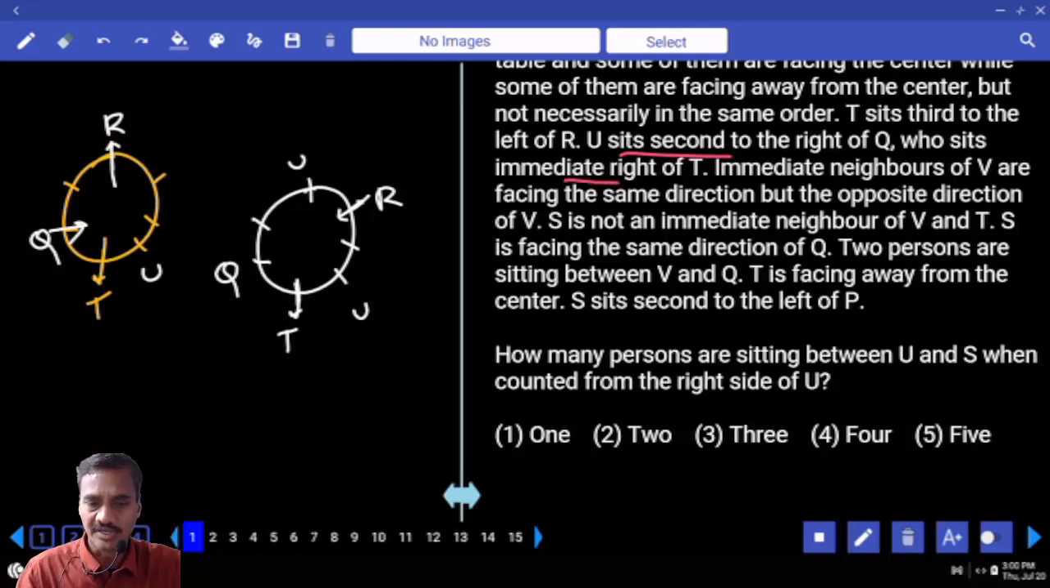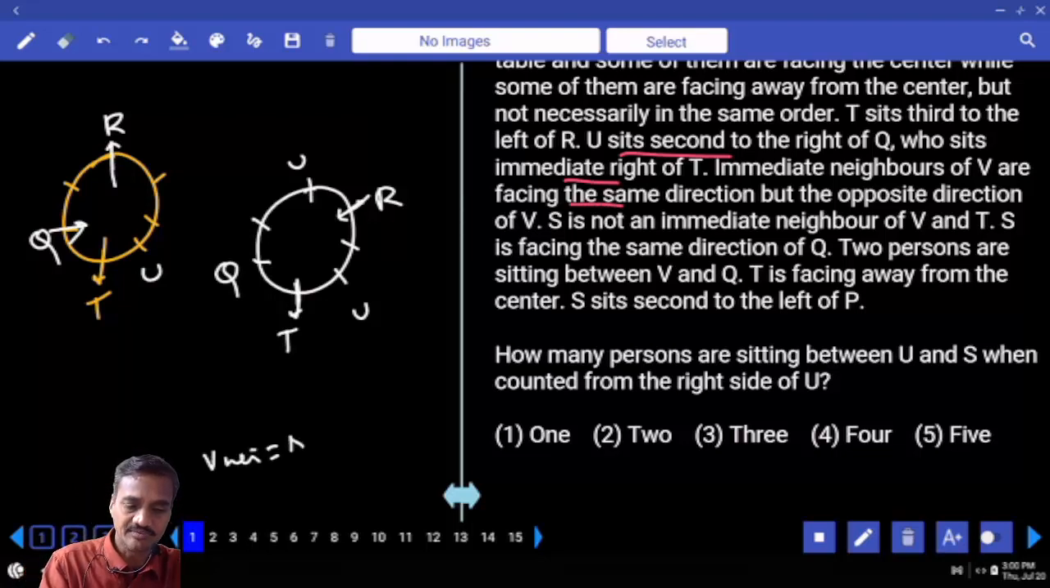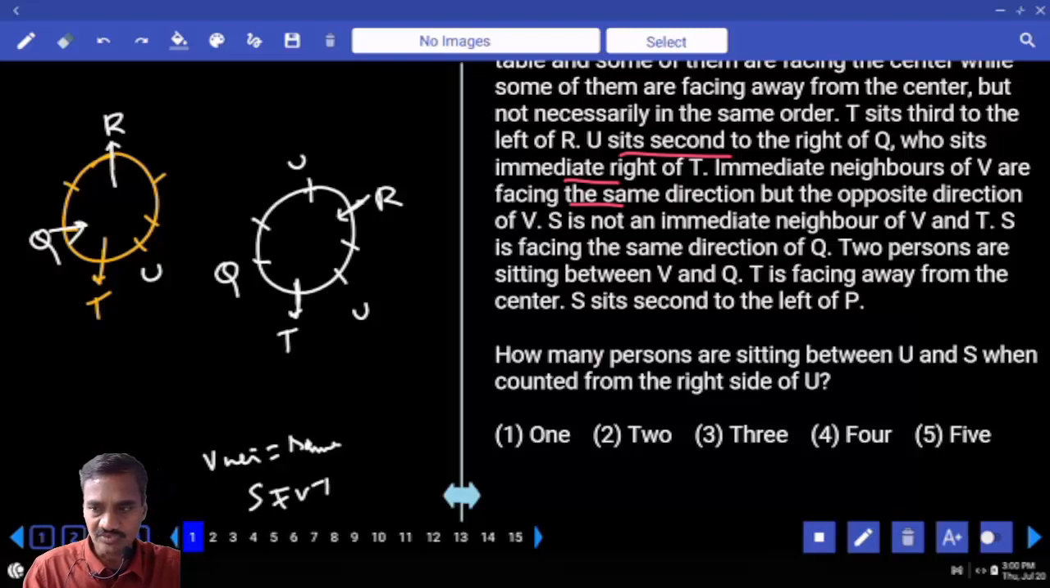And next one, Q is to the immediate right of T. Immediate neighbors of V are facing the same, but opposite to V. And S is not an immediate neighbor of both V and T, isn't it? And next one, S is not adjacent to V and T. And next one, S is facing the same direction as Q.